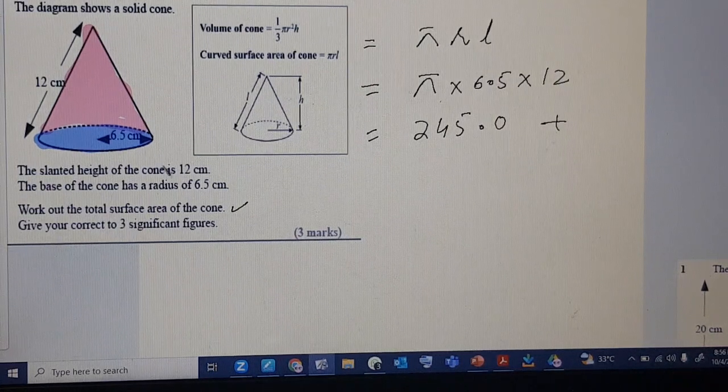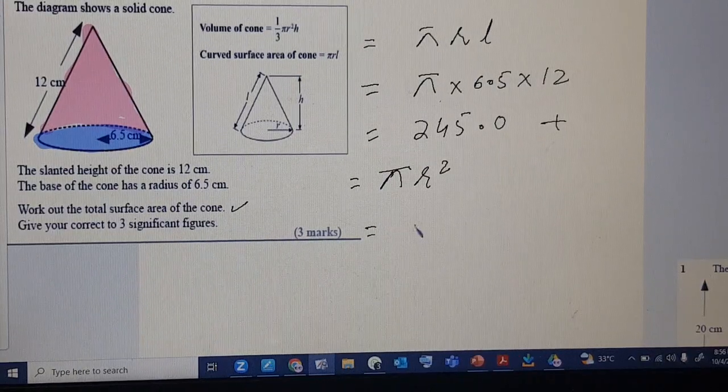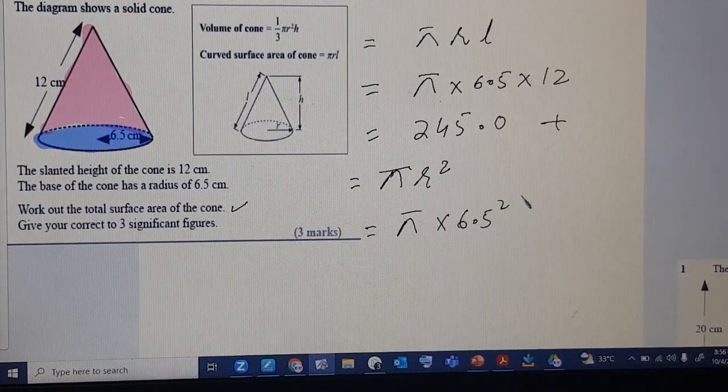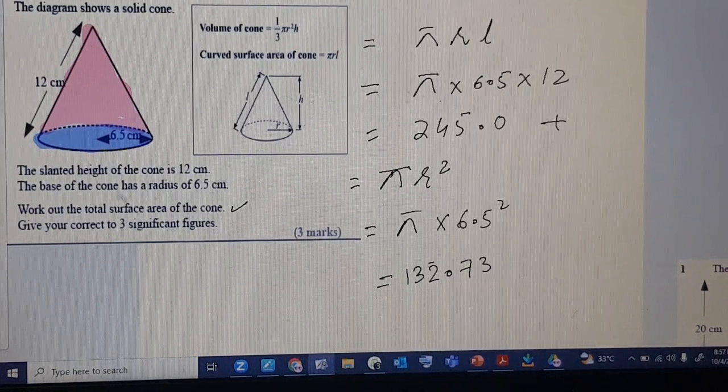What is that thing? That is the area of the circle. So circle at the bottom, formula for area of a circle goes like pi r square. So simply I will put pi times 6.5 square. When I do pi times 6.5 square, I got my answer as 132.73. Now remember, they told me to find out the total surface area.